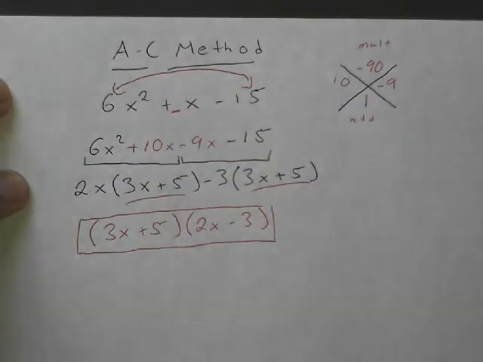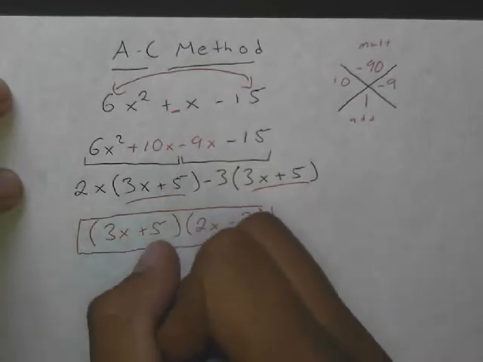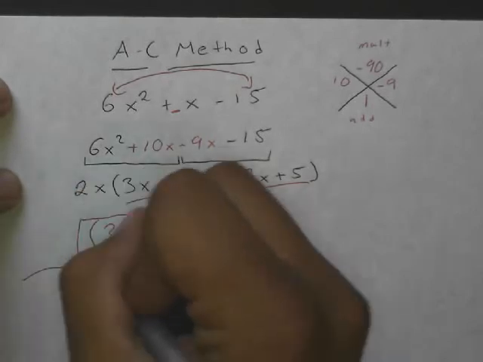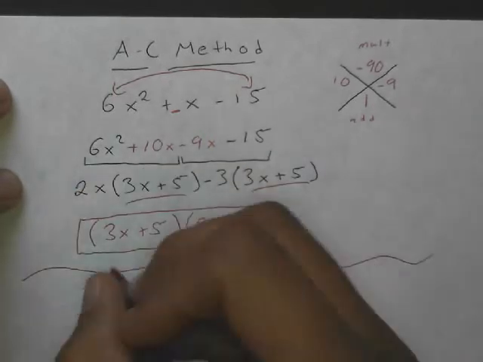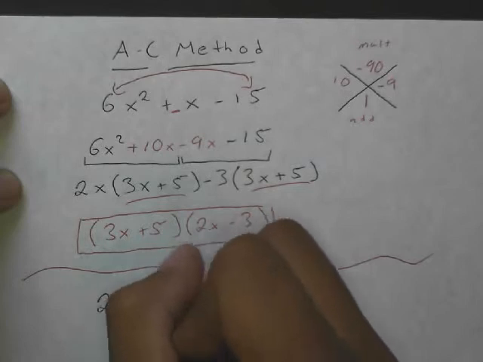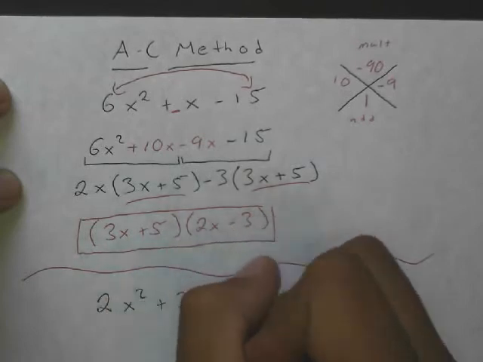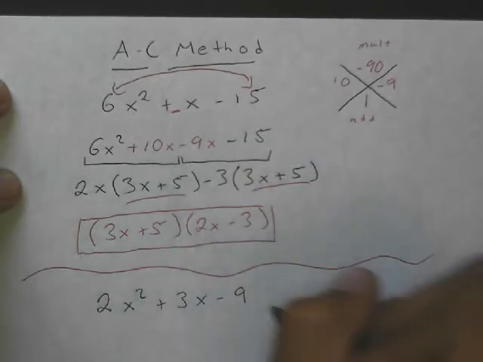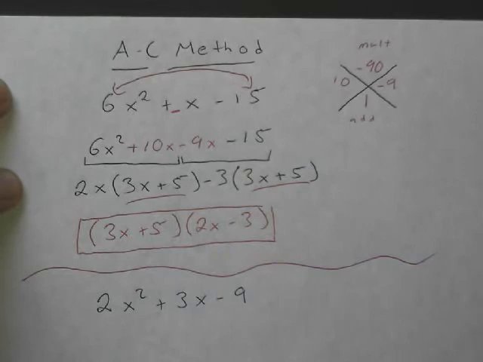What I would like you to do now is, again, pause the video, and I'm going to give you a sample problem to do. When you're finished, hit play again, and you'll see my explanation. The problem that you're going to be doing is 2x squared plus 3x minus 9. Pause the video now, and when you're done, come back and hit play.